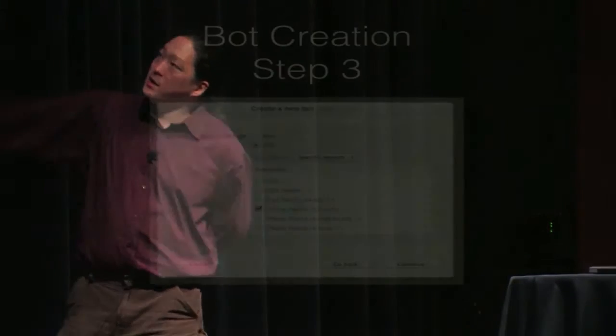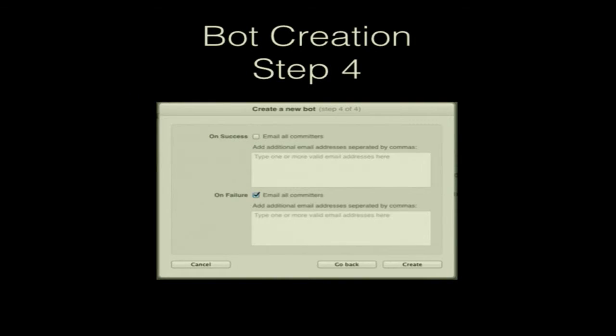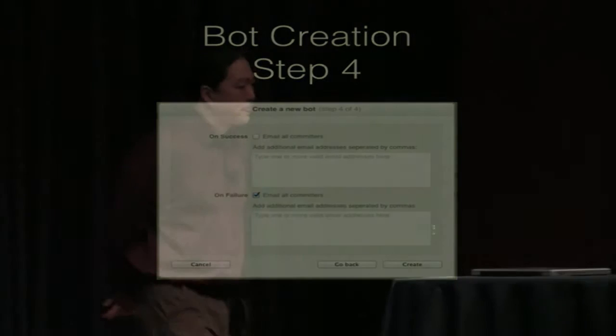As you move on, it will ask you what devices you want to run it on. Right? You can pick it for the Mac. You can pick it for iOS. You can pick actual devices that are plugged into your server. You can pick all the simulators, or you can pick specific devices. As I said here, I'm just picking the iPhone simulator and the i386 architecture. And finally, you can set up email notifications on success and on failure.